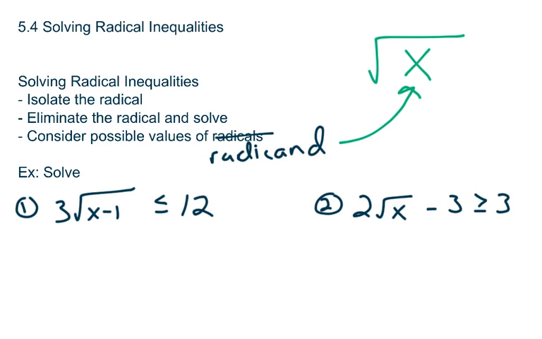Okay, so the steps are pretty much the same. Step number 1, isolate the radical. Step number 2, eliminate the radical and solve. And then step number 3 is the new one. Consider the possible values of the radicand. So let's jump right into an example here.